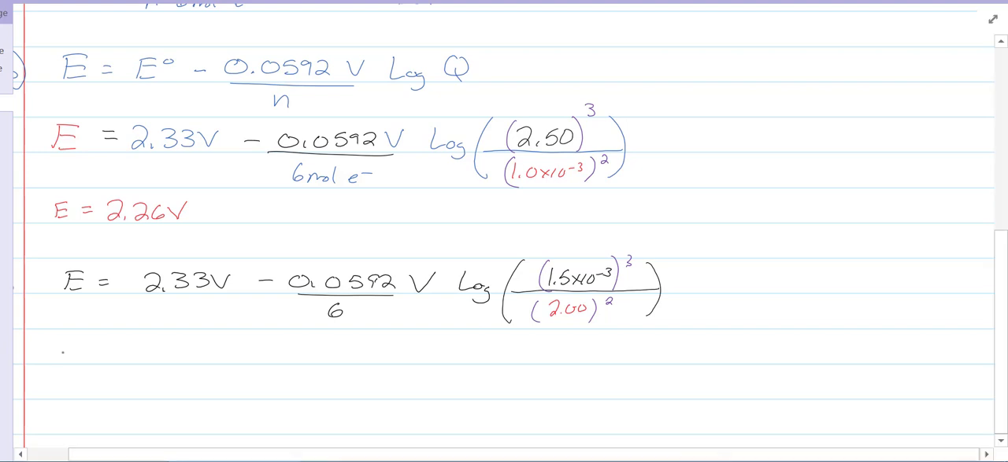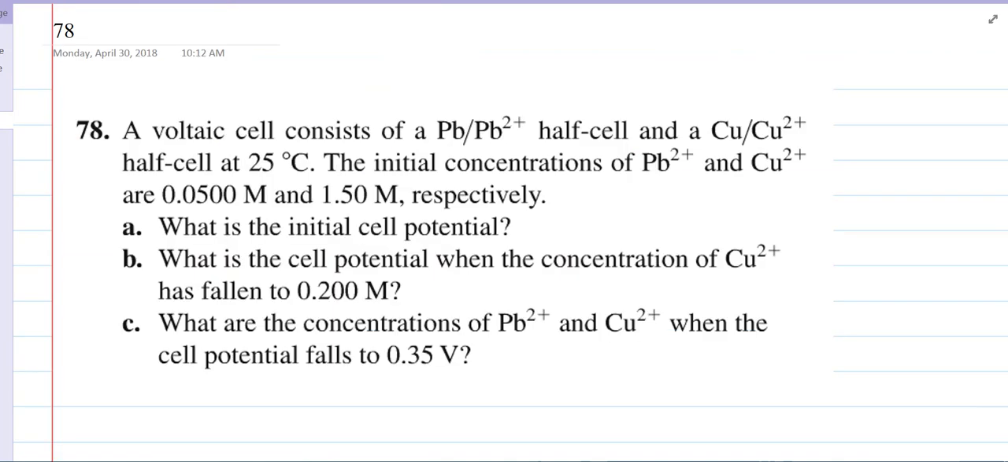So for C, my cell potential looks like it's going to be 2.42 volts. So there's cell potential and concentration for 74. Number 78, a voltaic cell. So we know E standard is positive already. Let's just highlight that. And we're going to put E standard as positive, because the lead 2 and copper 2 plus.